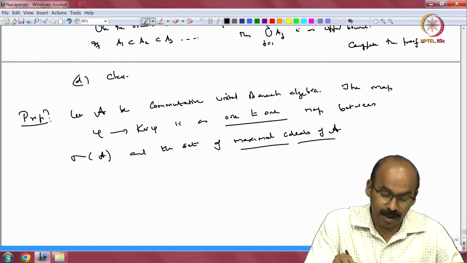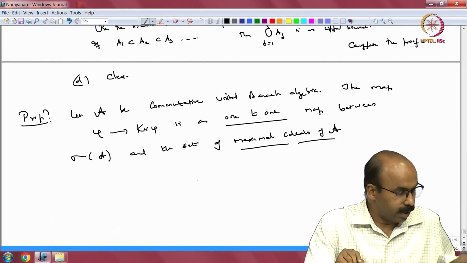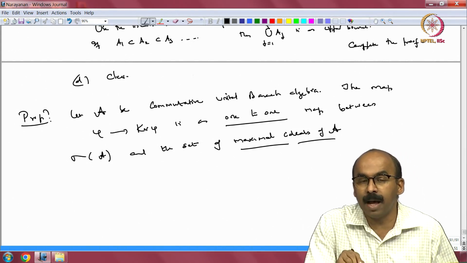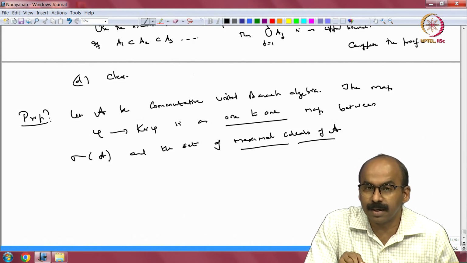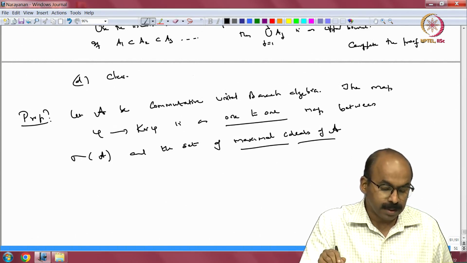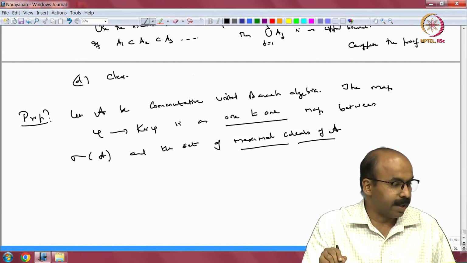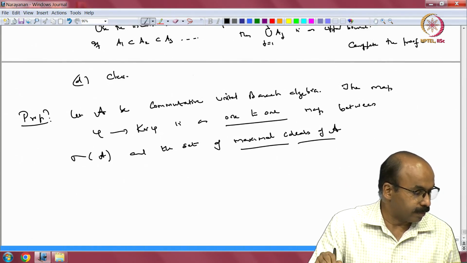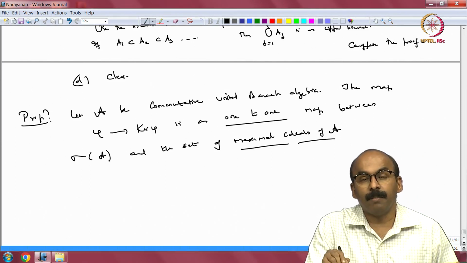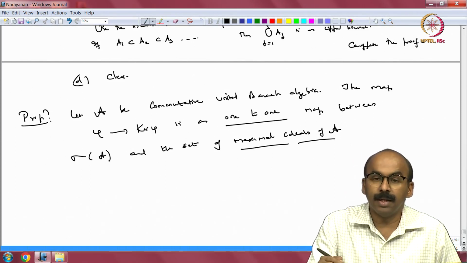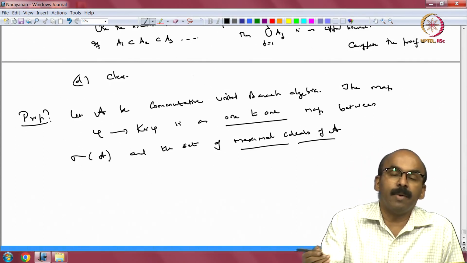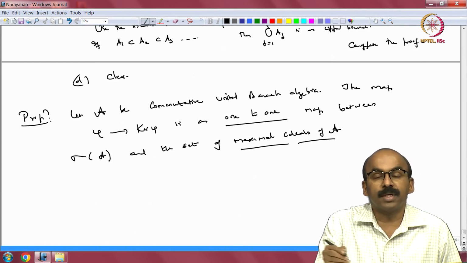Depending on the structure on A, there will be more things to say about this map. Right now, it is only an assertion that it is a 1-1 map between sigma A and the set of maximal ideals. So, if I start with a multiplicative linear functional, the kernel is a maximal ideal, and if I take a maximal ideal, there is a multiplicative linear functional whose kernel is there, right.